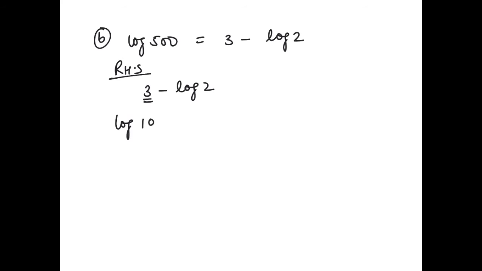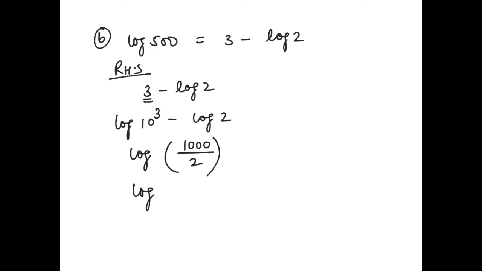So you can say it's 10 to the power 3 minus log 2. If you connect the logs together, it will be 1000 divided by 2, so it will be log 500. So left hand side equals right hand side.